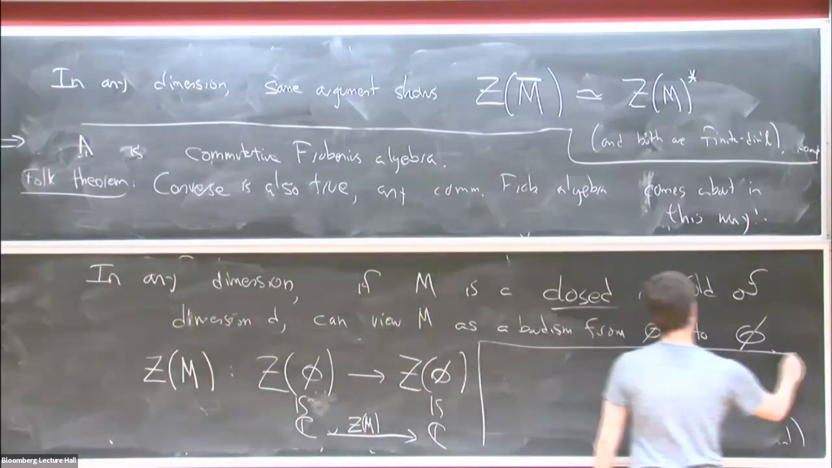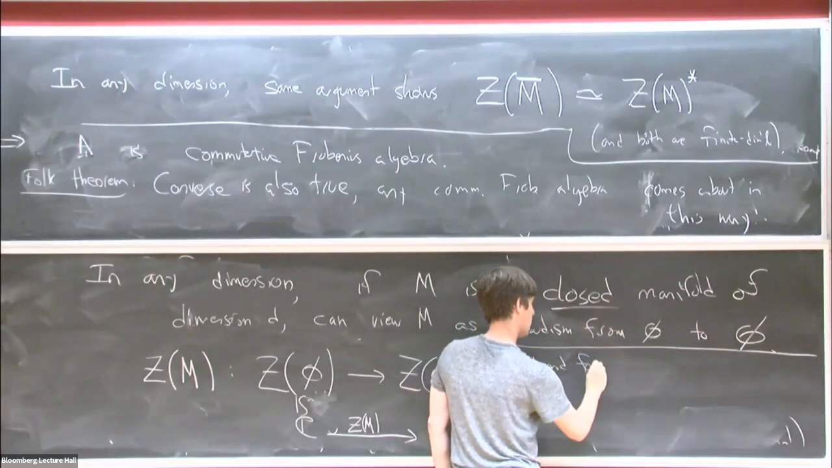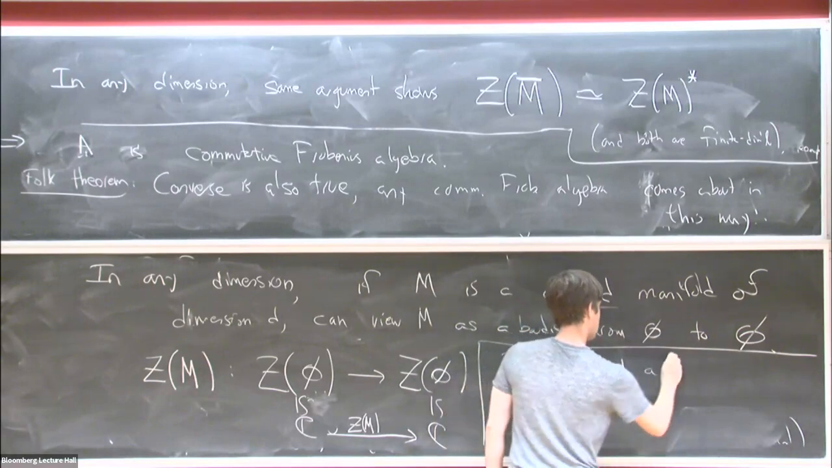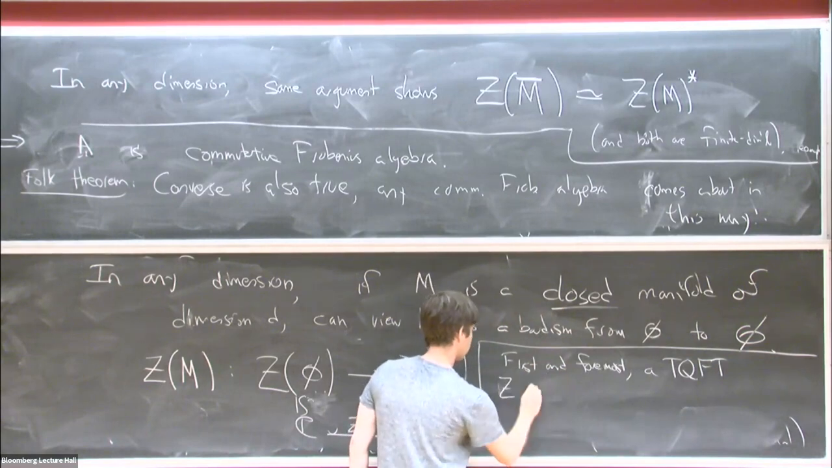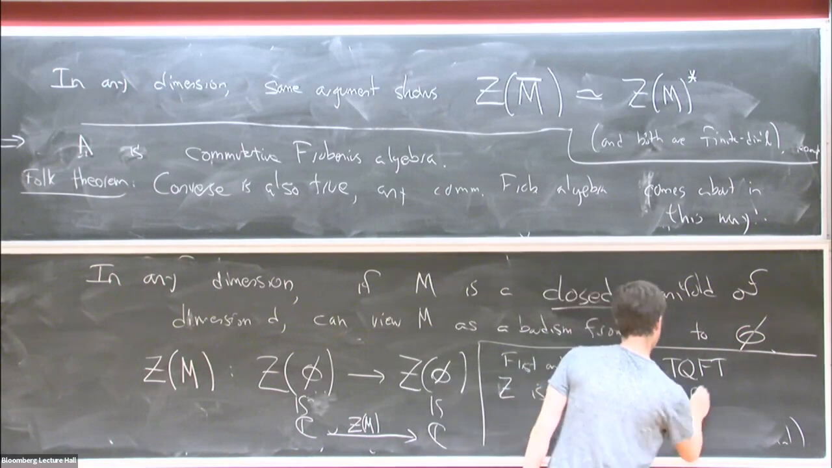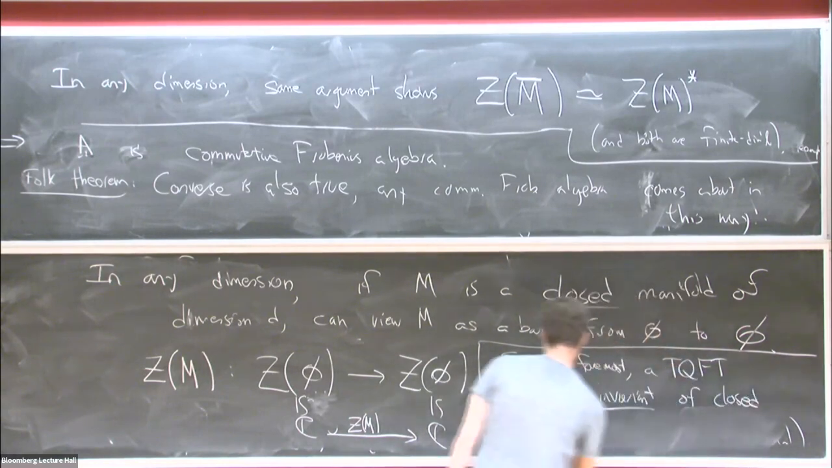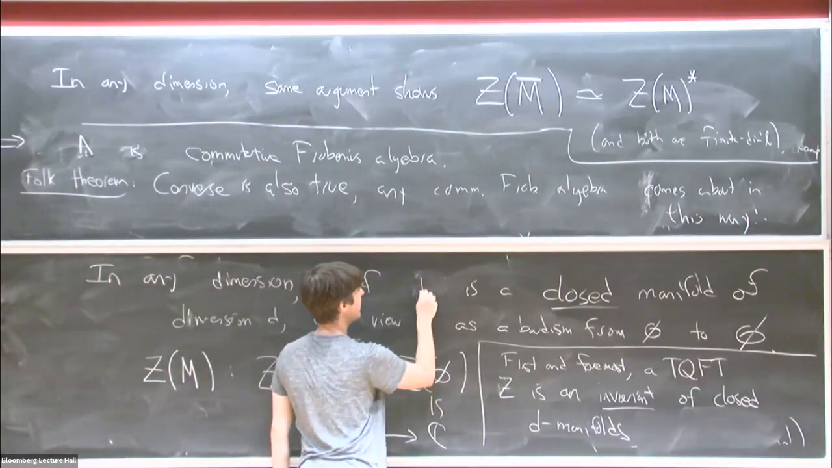The one point of view is that first and foremost, a TQFT Z is an invariant of closed D-manifolds. Sorry, so thus far you've been using consistently M as a notation for D minus one dimensions and B for the D dimensions. But yeah, if you want, I could change D instead.